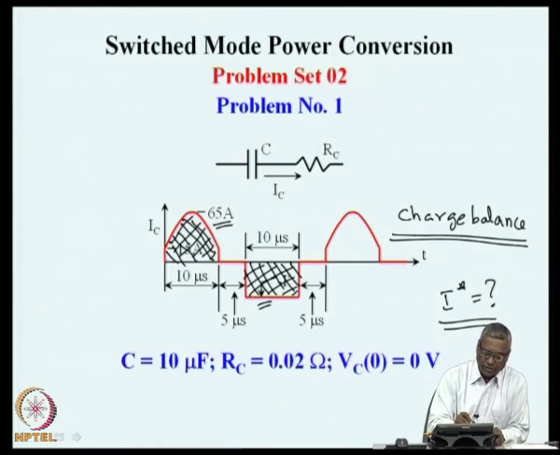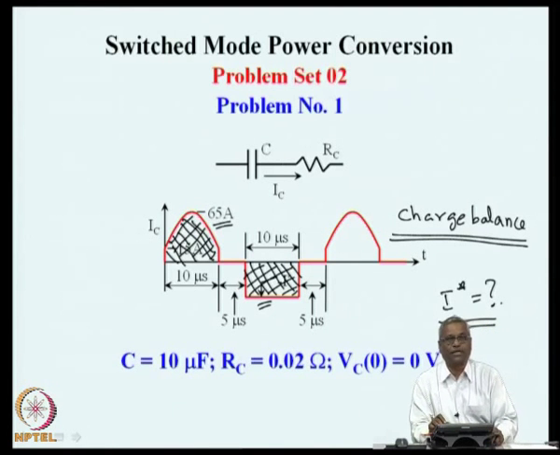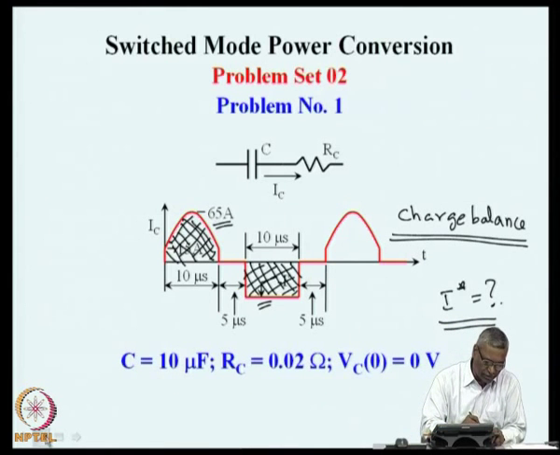So, the strategy is to find the total charge, which is the area under this curve in the positive half, find the area under this curve in the negative half, equate both of them, and we will get I star. This is the strategy of solving this problem. So, let us solve that.